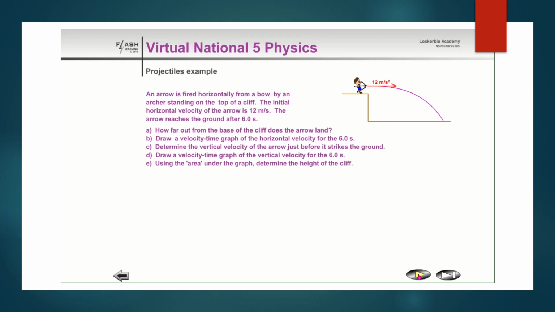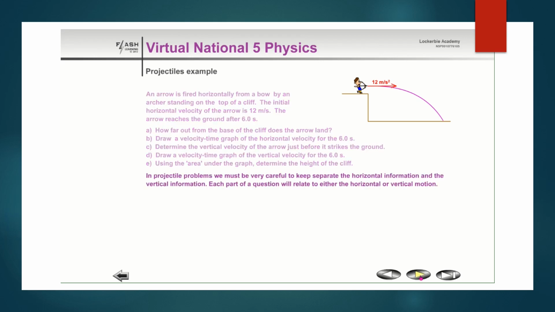B. Draw a velocity time graph of the horizontal velocity for the 6 seconds. C. Determine the vertical velocity of the arrow just before it strikes the ground. D. Draw a velocity time graph of the vertical velocity for the 6 seconds. And E. Using the area under the graph, determine the height of the cliff.